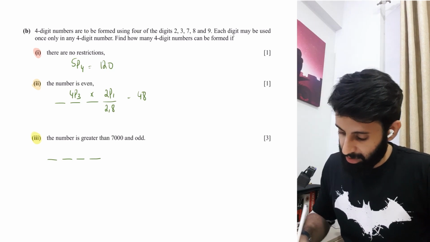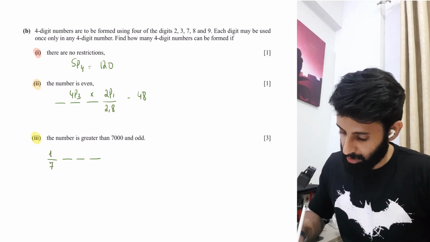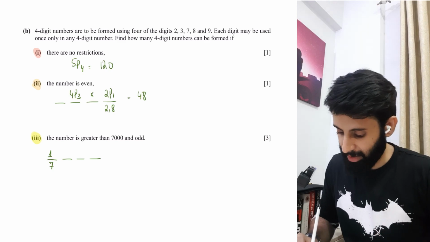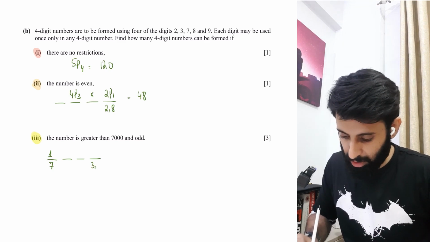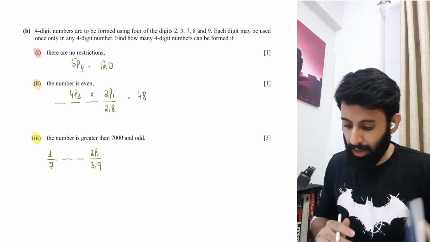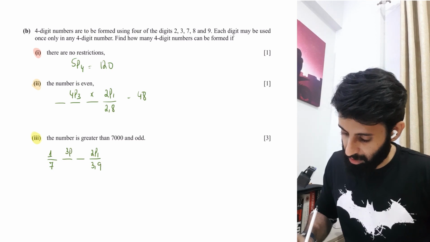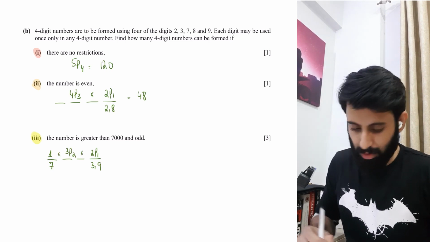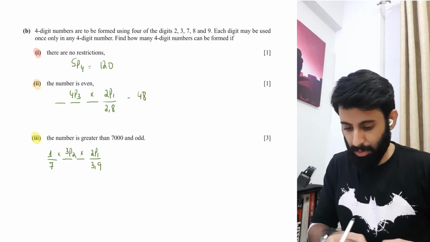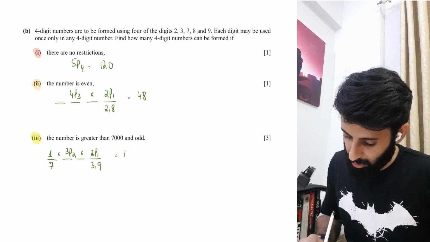So if the number is greater than 7,000, let's try and place 7 as our first digit, which means we just have one option. And if we've placed 7 and you want to make sure that the number is odd, we can have 3 and 9 as our last digit. So that means 2P1, or simply 2. And then we had 5 numbers to begin with. Now 2 of them are gone, so that means 3P2. So let's work this out. 3P2 times 2P1 is equal to 12.